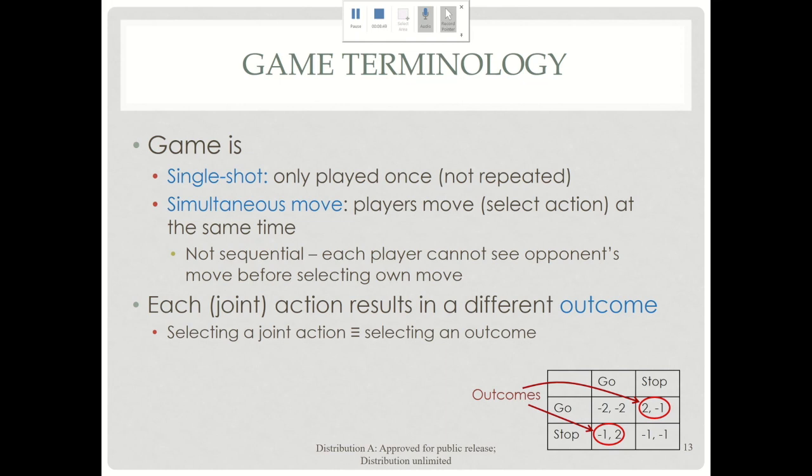And finally, each joint action results in a different outcome of the game. So selecting a joint action is akin to selecting an outcome of the game. I've shown the outcomes corresponding to go, stop, and stop, go by these arrows here. Okay. So at this point, we have seen how to take the description of a game and represent it in the form of a payoff matrix. Our next topic will be to use this payoff matrix and calculate the Nash equilibrium.